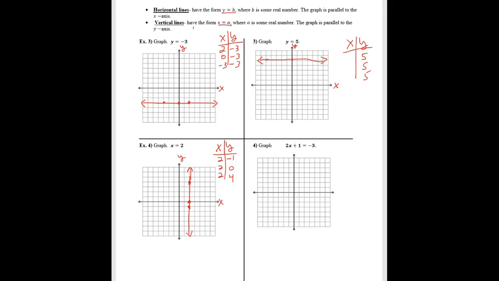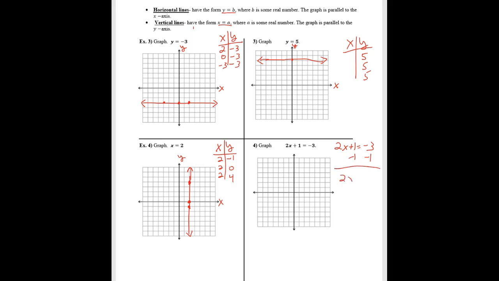Now this last one was kind of tricky. It kind of looks like it's in slope-intercept form or something like that. But the trick to recognizing that this is a special equation is that there is no y. There's only an x here. So I'm going to solve this equation for x. I'm going to get it alone so I can graph it.